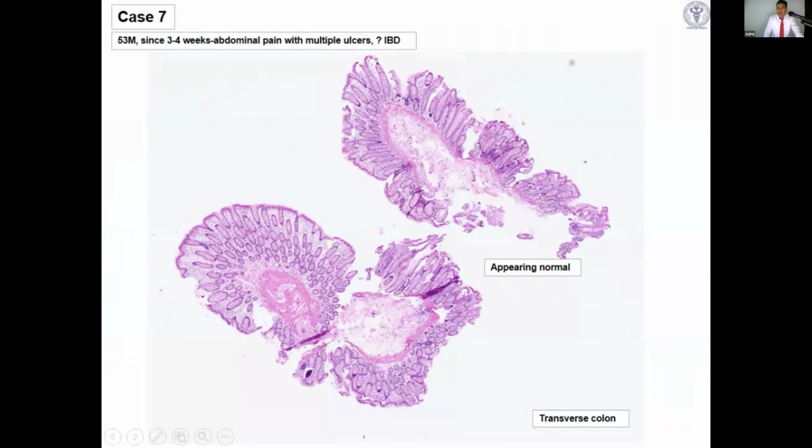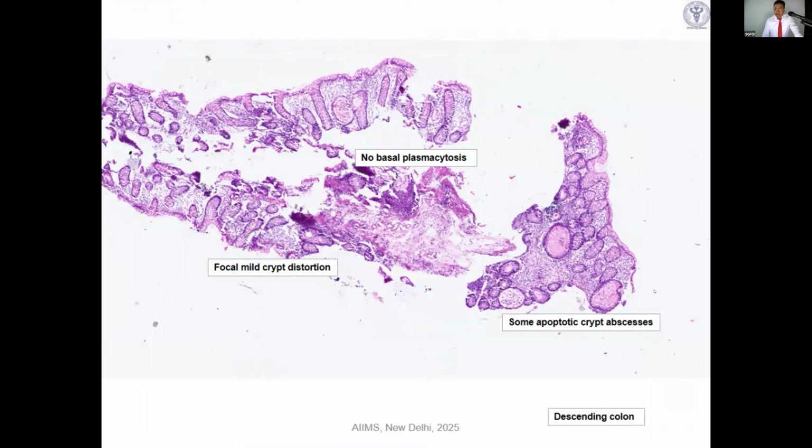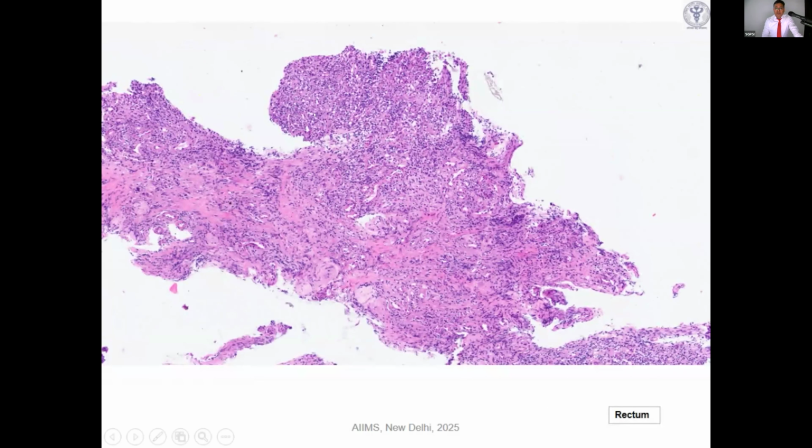This is the transverse colon biopsy. What do you think? It is chronically inflamed or it is normal? Mostly it is looking like normal. This is the descending colon biopsy. What do you think? It inflamed or not inflamed? It is inflamed. It is chronic inflammation or acute inflammation. Somewhat chronicity is there. There are some crypts which are dilated, and we also identified some crypt abscesses and apoptotic abscesses. So this is focal changes, but look at the rectum.